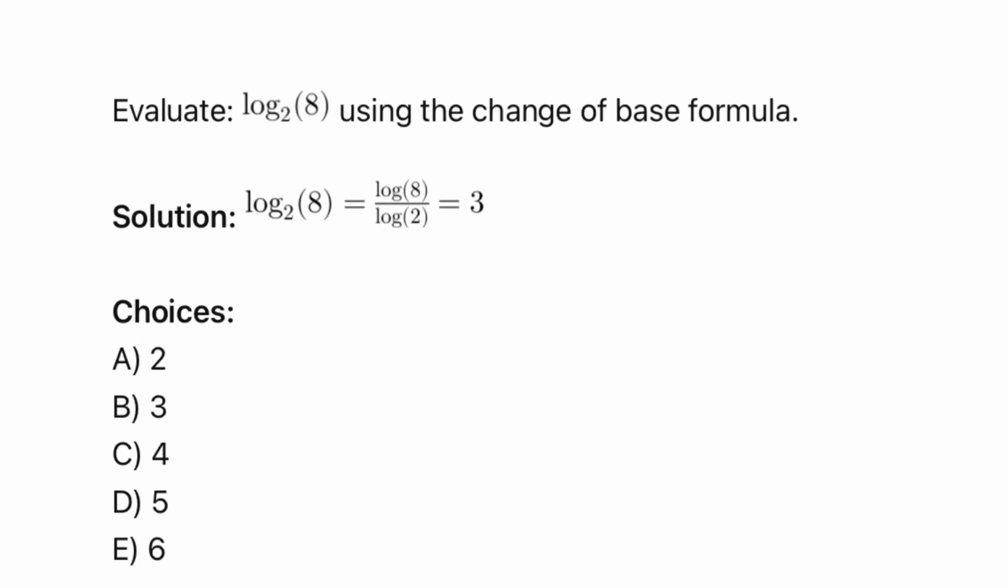What this says is log to the base 2 of 8, and what it means basically is we could say 2 to what power equals 8, and that would make x equal to 3. Doing it with the base change, log of 8 divided by log of 2 is going to give me 3. And that gives us the answer B.